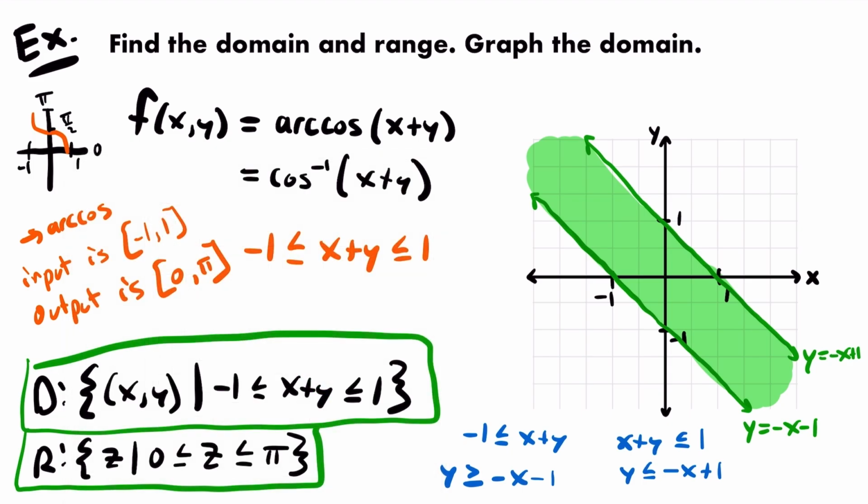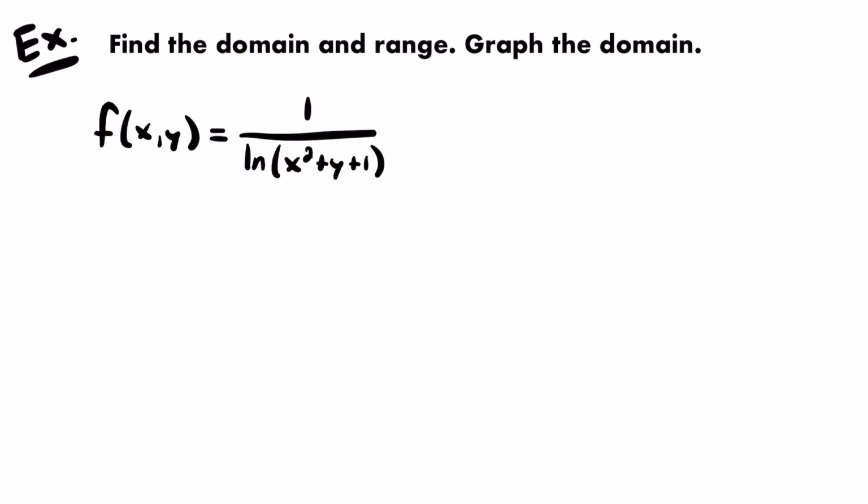Okay, so that's it for this example. Let's move on to the next one. Here we want to find the domain and range, as well as graph the domain of this multivariable function. f(x, y) is equal to 1 divided by the natural log of x squared plus y plus 1.